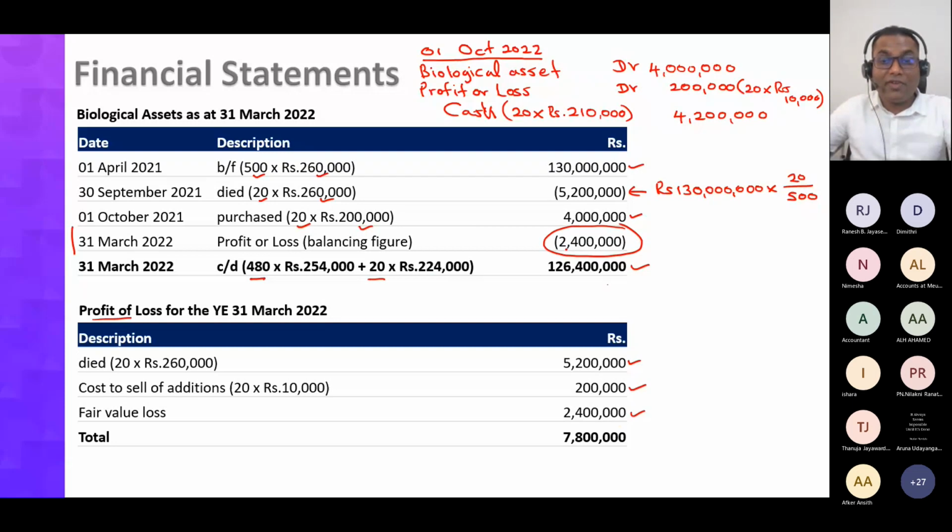So because it is measured at fair value less cost to sell, and the fair value less cost to sell changes, unrealized changes in the fair value less cost to sell, you take to the P&L. So there's another charge to the P&L. So ultimately at the year end, you have a biological asset which is to be shown as a non-current asset in my statement of financial position, which has a value of 126 million 400,000. Then my total P&L charge in terms of this particular biological asset is 7.8 million. This is charged to the P&L.